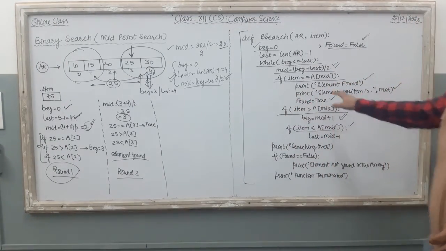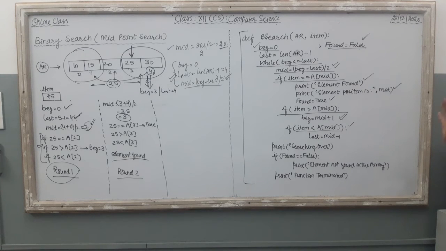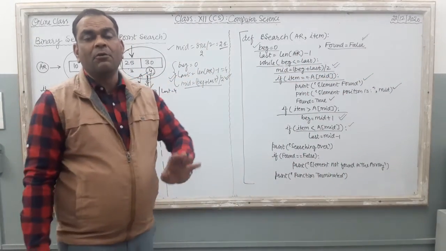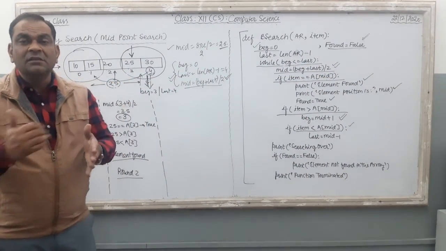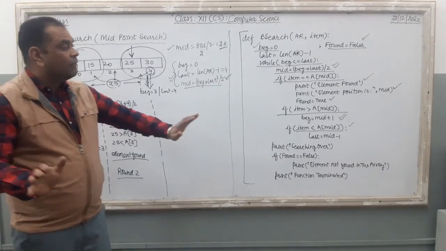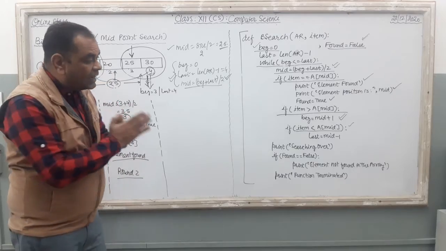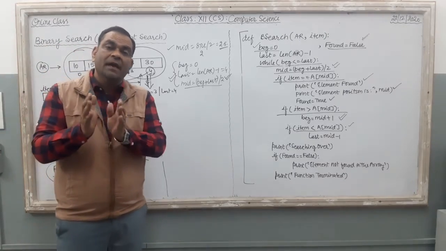Just take a screenshot of this program and do your practical accordingly. Here, just after the function, you add the main program that was in the previous video lecture. Otherwise, this function will not execute in your Python. You have to add the function with a main program.